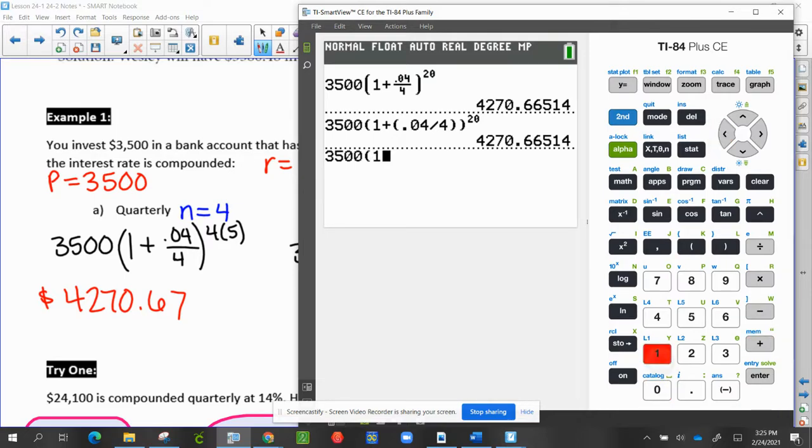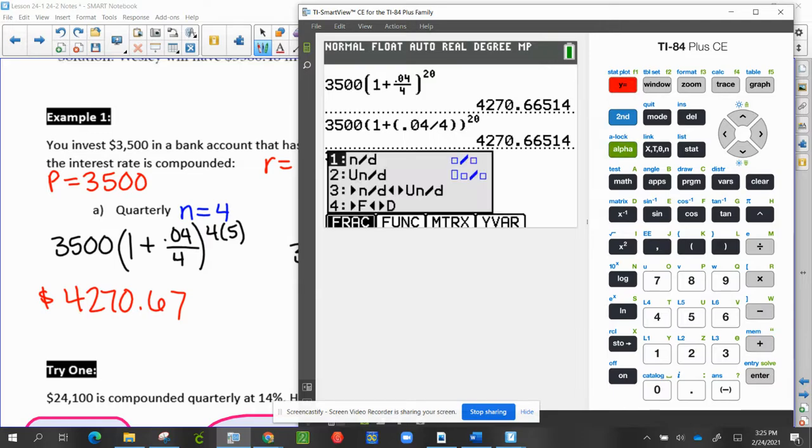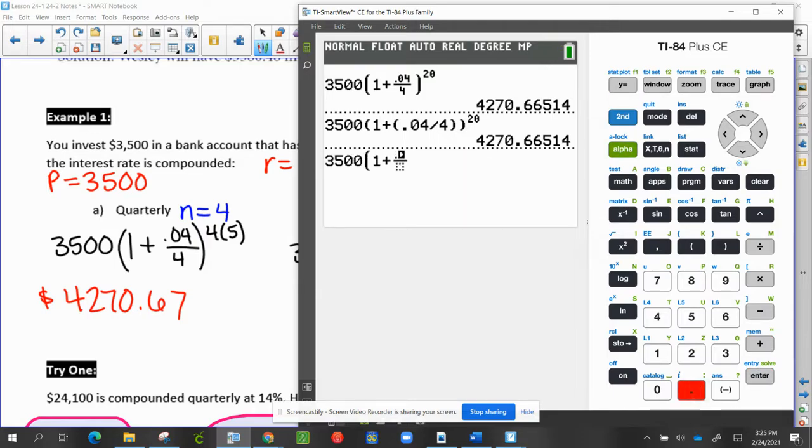Got my 1. Put my fraction in, 0.04. Now I'm dividing by 12. Okay, raised to the 12 times 5 power. Well, 12 times 5 is 60. So instead of putting that in the calculator, I'm just going to multiply it out. Okay, so our answers are pretty close, but we do get a little bit more money if we compound monthly, $4,273.49.